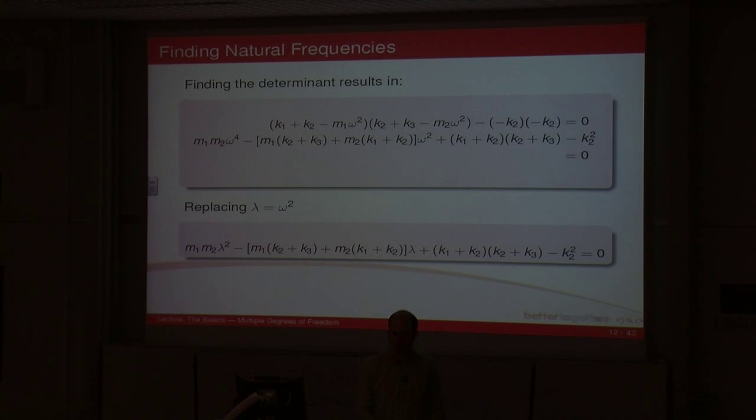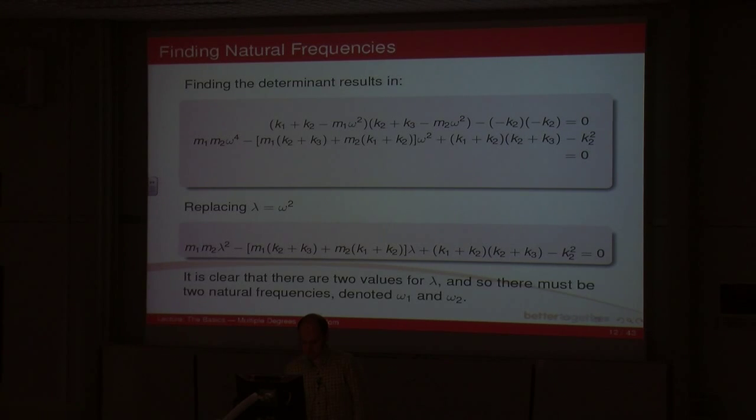If you replace omega squared by lambda, then you can see very clearly it's a quadratic equation: lambda squared, lambda, and lambda to the power of 0. Here's our A term when we're solving the quadratic formula. This is our B term, and here's our C term. So you can use minus B plus or minus the square root of B squared minus 4AC, over 2A, that quadratic formula, which you should all be familiar with. And it's clear, like I said, that there are two values for lambda, so there are going to be two natural frequencies, omega 1 and omega 2.